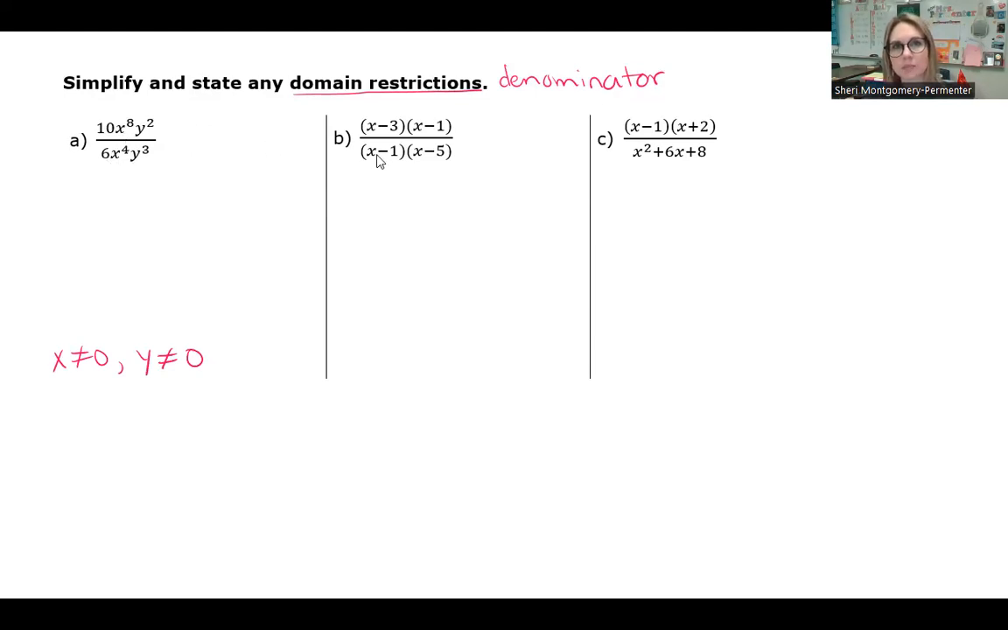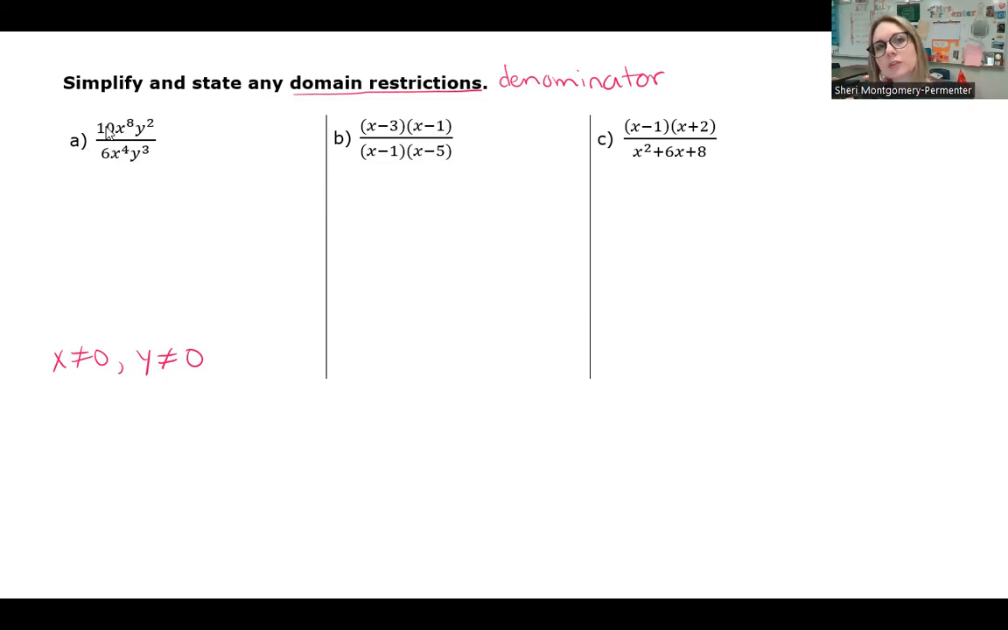Do you see how A and B are different, when you have a monomial in the bottom? So when you look at example D, it's the same type of problem. Okay, so we did our domain restrictions, and now we're going to simplify. This is kind of like what we did on the warm-up.